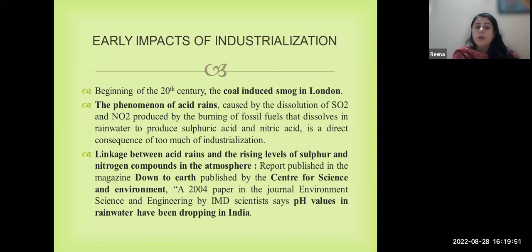So in those cases, we see that these early impacts of industrialization are more easily traceable and more easily manageable through our indigenous techniques. Okay.